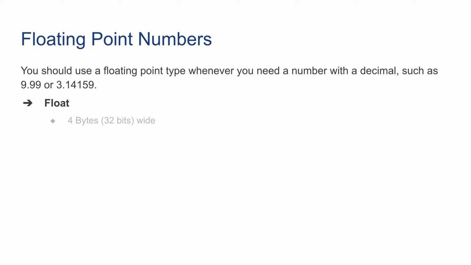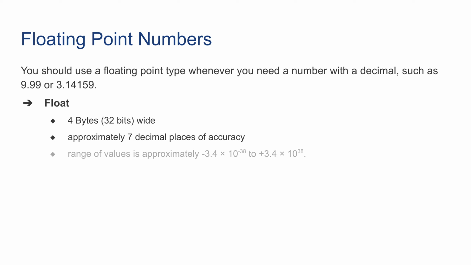One is float. Float is a 4 bytes wide number system, or 32 bits, and it supports approximately 7 decimal places of accuracy, the 7 numbers after the decimal point. And the range is approximately very huge numbers, so it can support very big numbers.